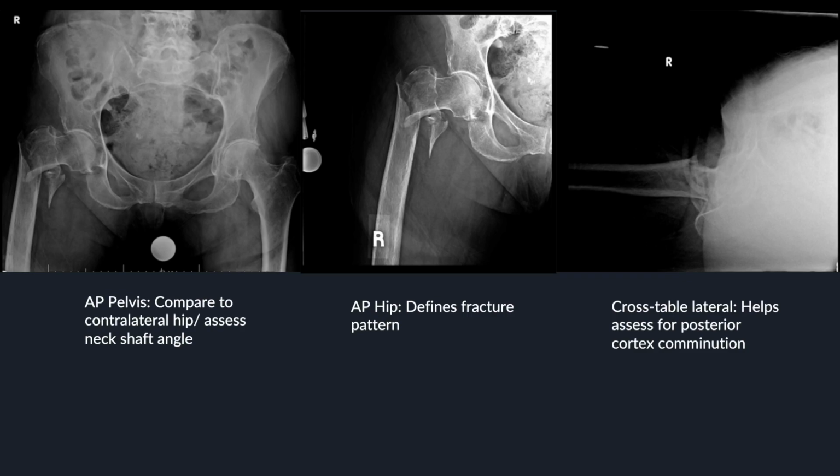So burn this into your brain, guys. This is a hip series. So at least in our institution, maybe it varies elsewhere, but if you're ordering a hip x-ray series, you want a good AP pelvis, an AP hip, and a cross table lateral. You can get away with a frog lateral, but in general, having a cross table is kind of the standard, at least for what we use.